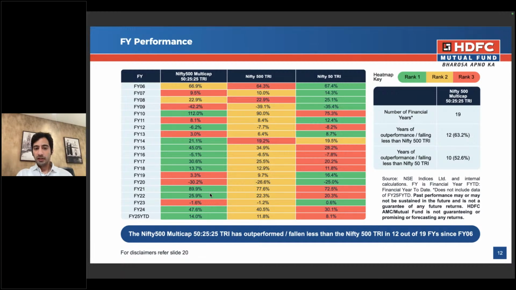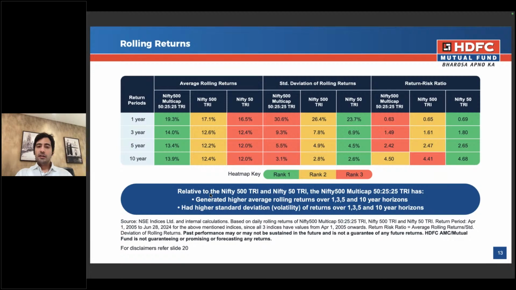So वही है that the idea is not to again guess कि कौन सा segment कब अच्छा करेगा. The idea is that you are getting balanced exposure through all three segments in a single product, and if you want that higher exposure to growth to mid and small, then this multi-cap 50 25 25 could be suitable for you. ठीक है, last slide on returns is the rolling returns.